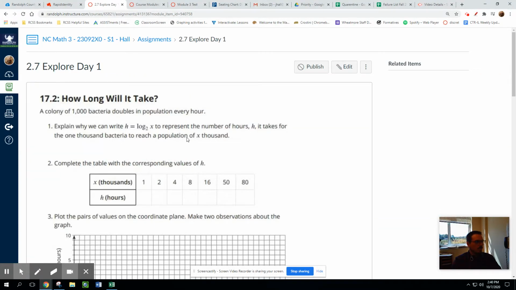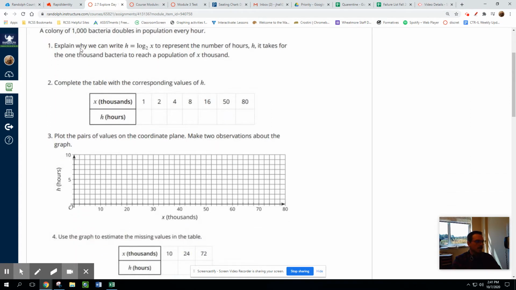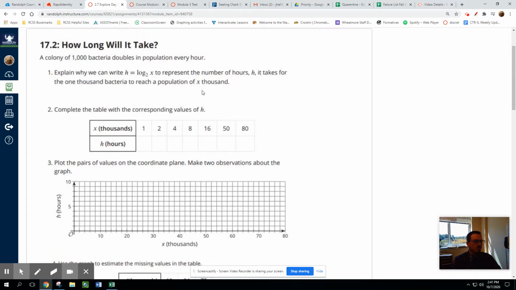Okay, so we are going to talk about our Explorer for today, 17.2, or really just dealing more with logarithms here. It says, how long will it take? A colony of 1,000 bacteria doubles in population every hour. Explain why we can write h equals log base 2 of x to represent the number of hours h it takes for the 1,000 bacteria to reach a population of x thousand.